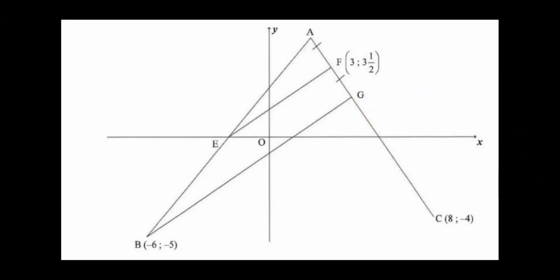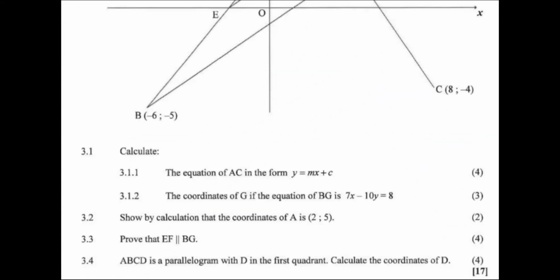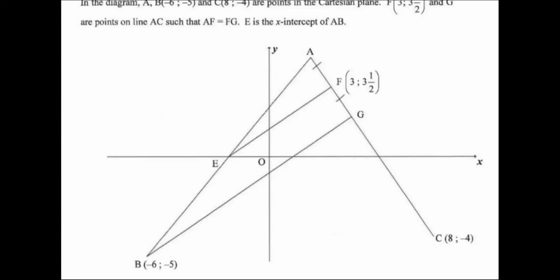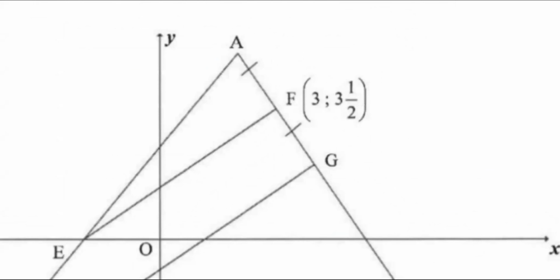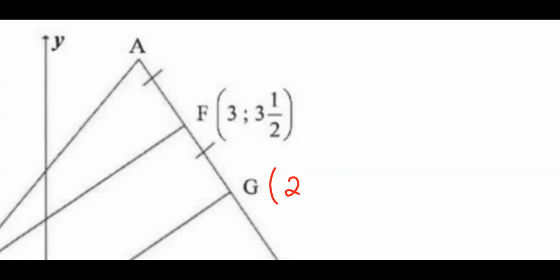Right. Let's just zoom in a bit closer because the next question is now for us to show that the coordinates of A is 2 and 5. Show that the coordinates of A is 2 and 5. Now let's pretend that we don't know what the coordinates is, even though they just gave it to us. Let's pretend we don't know because we need to show it. We need to prove it. And so we kind of need to pretend that we don't know it, okay?